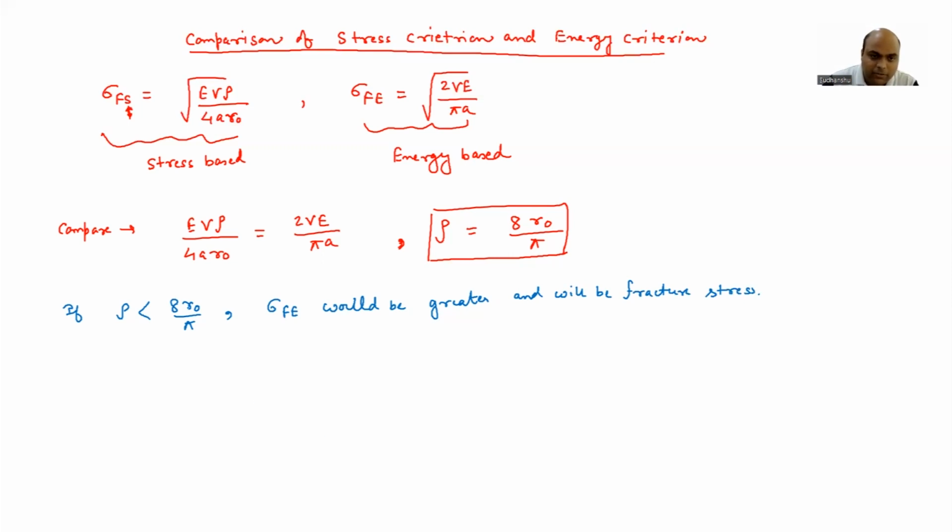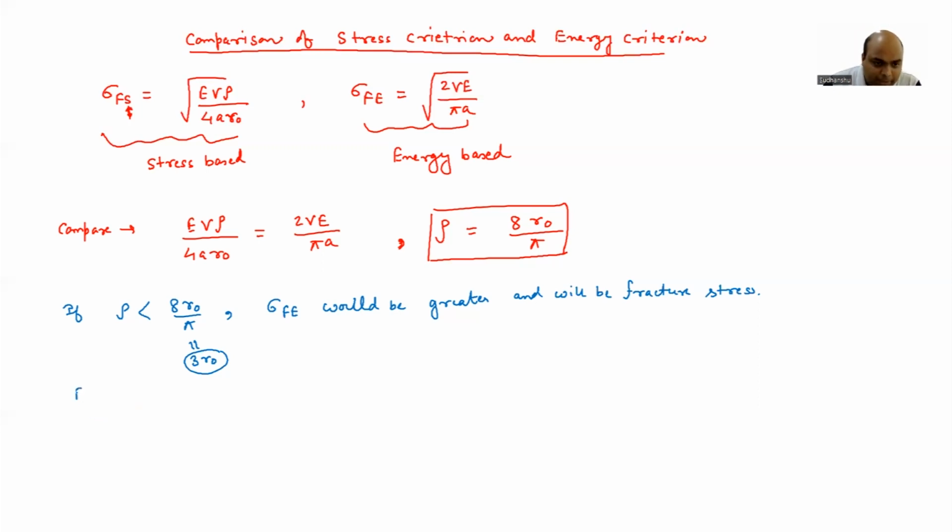And this is going to be approximately 3 R naught. So rho is in the order of 3 R naught. In that case, we just use the Griffith criteria and say, this is my fracture stress because Griffith's sigma fe is higher. In any way, if rho is less than 8 R naught by pi, sigma fs is automatically satisfied.